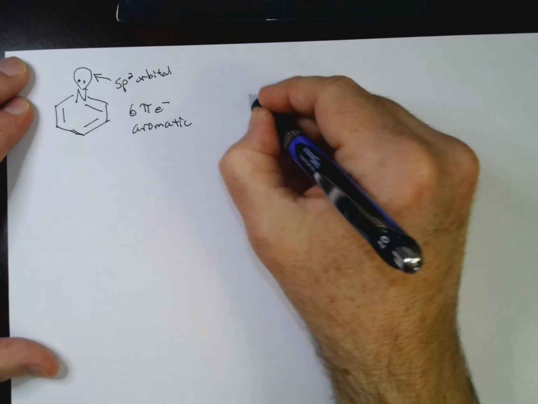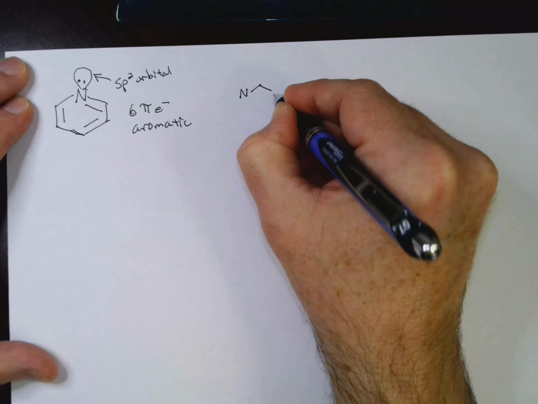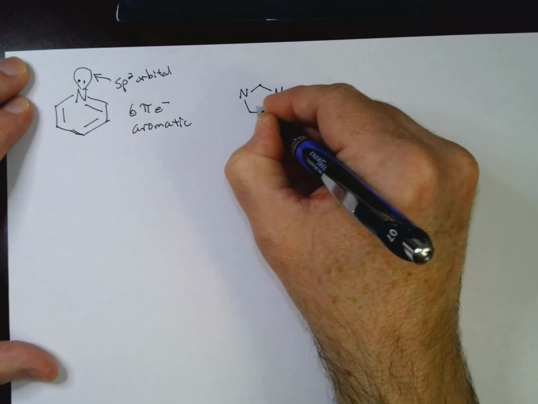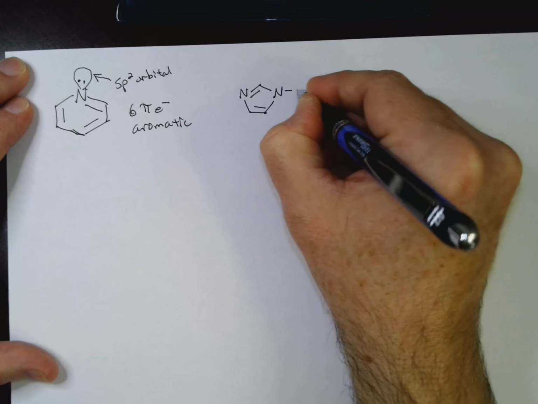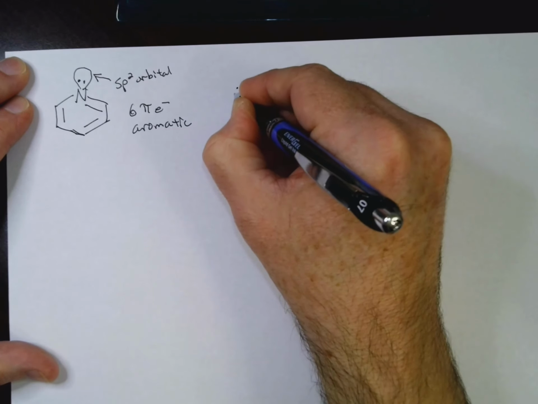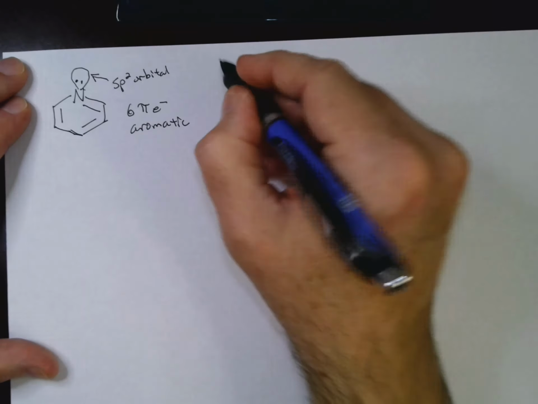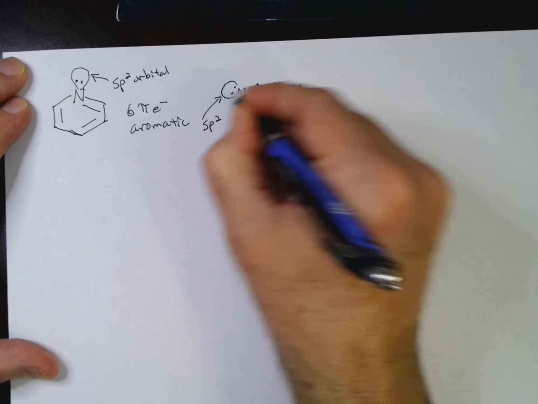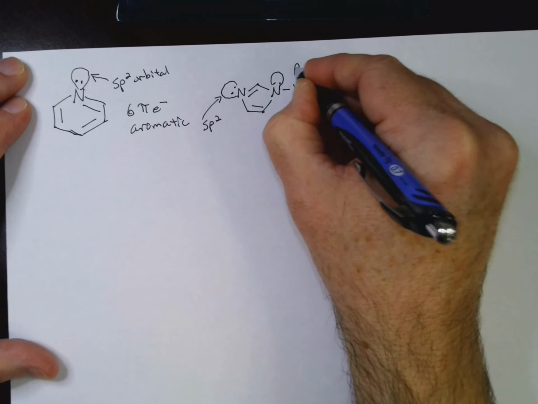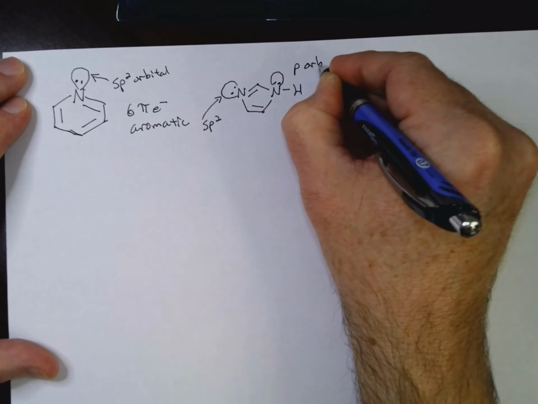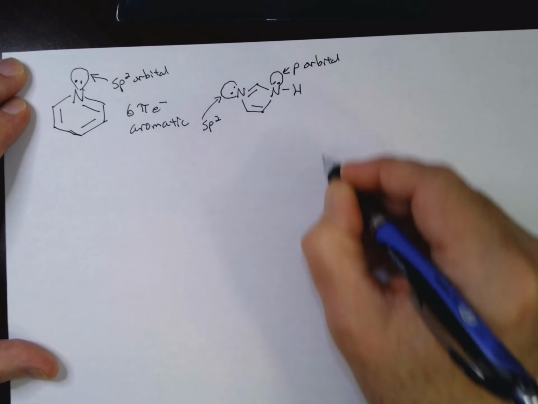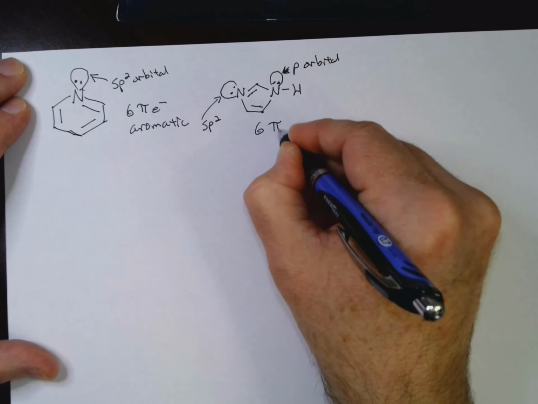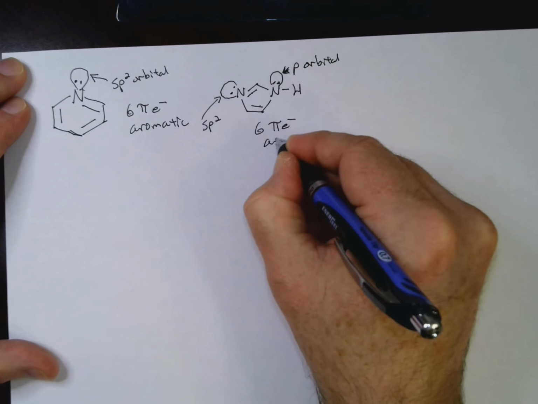Let's maybe look at another one. Okay, so I'll draw my blob there. So that's going to be sp2. But what if we put this guy in a p orbital? Now we've got 2, 4, 6 pi electrons, and this is aromatic.